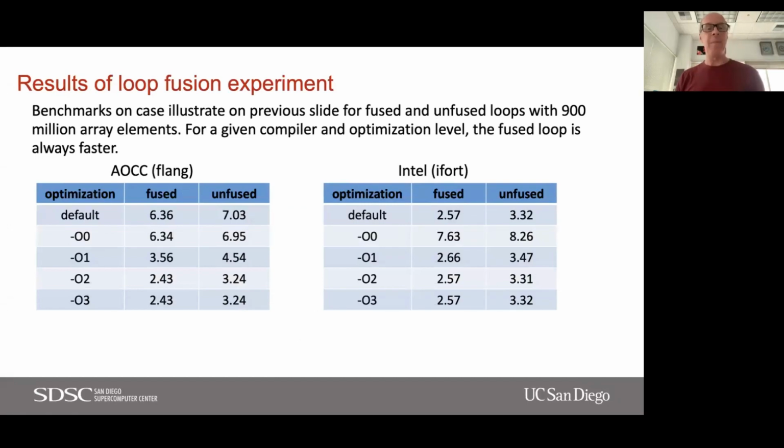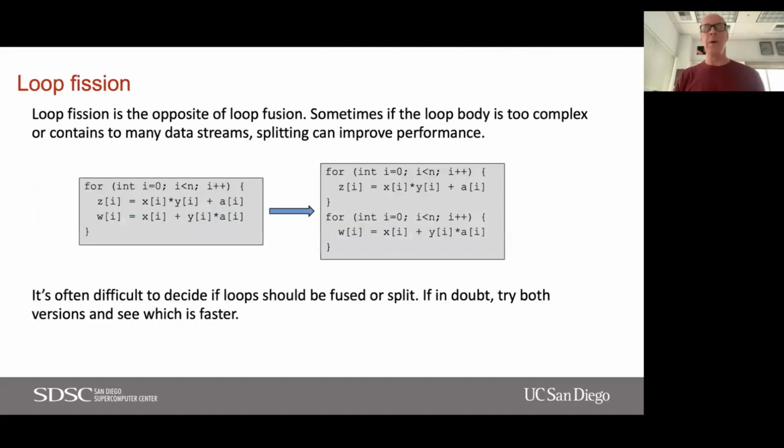Just showing here an example again for the AOCC compiler and Intel compiler, that we do get some definite benefits from fusing these loops. Here it's kind of modest, assuming that we're using the -O2 or -O3 optimization, but still noticeable. It's about a 30% boost. Okay, loop fission. I'm going to go through these pretty quickly.